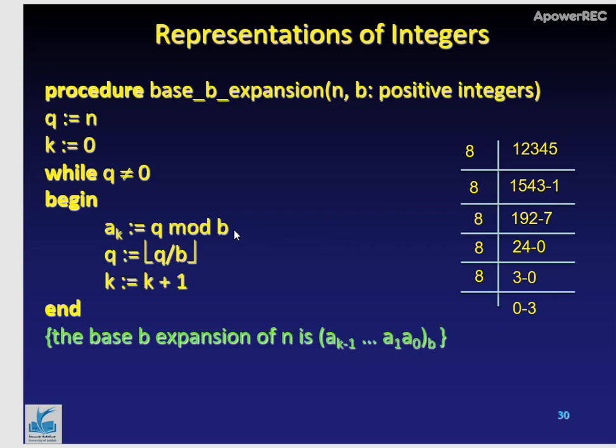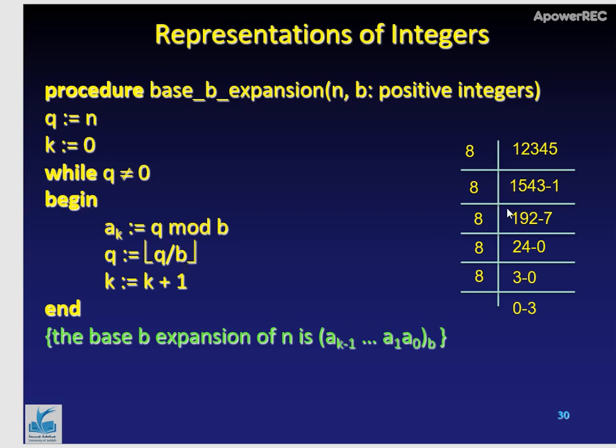This is the step where we compute the remainder, and that represents the kth bit of the decimal number n in this case. For example, in the first step we get a sub 0, then we get a sub 1, a sub 2, and so on until the quotient becomes 0. Okay, and how do we get the quotient? We divide the previous quotient by this base, which in this case is 8, by the number b, and we remove the fractional part. So in other words, we compute the floor function.